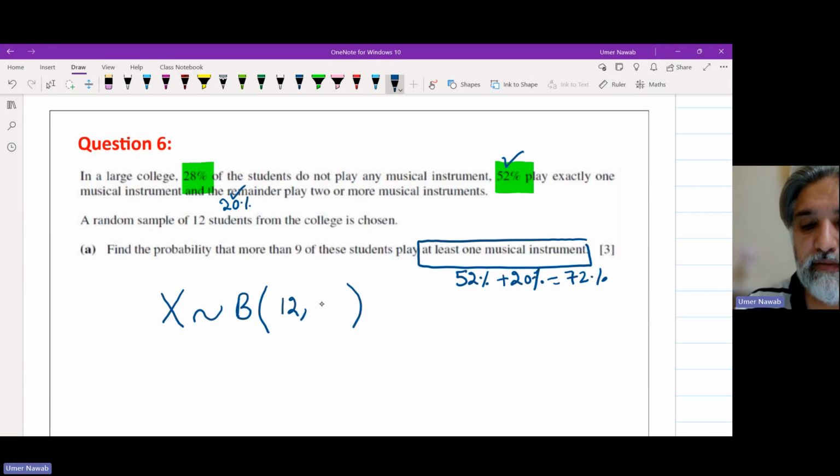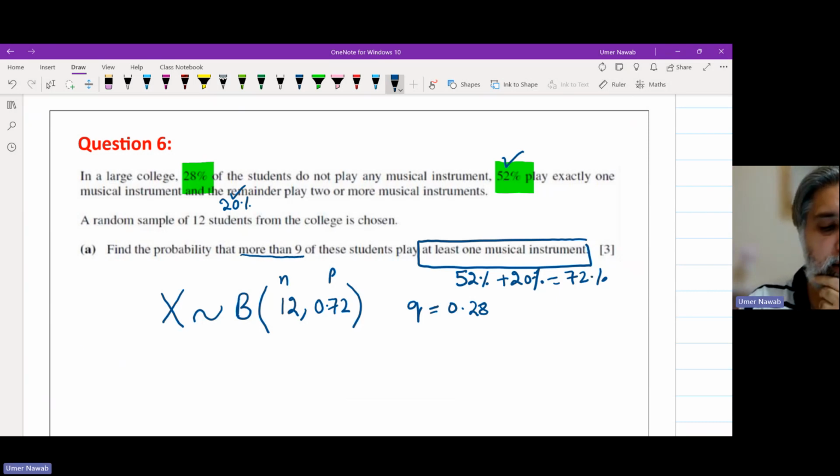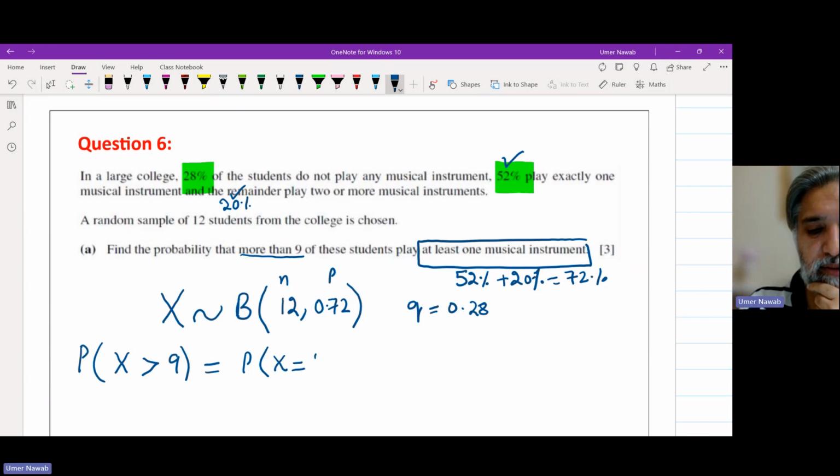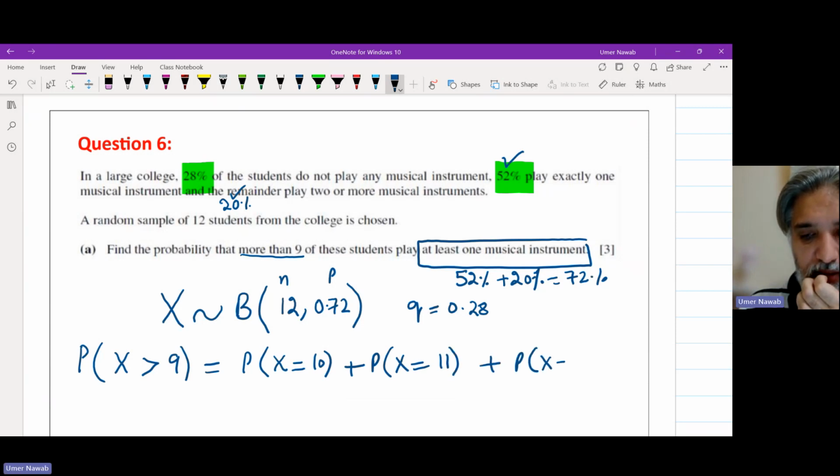is 0.72. This is N and this is P, and the Q, the probability of failure, is 0.28. Now he says X more than 9. So more than 9, can I write all the cases? X is equal to 10, X is equal to 11, and X is equal to 12.